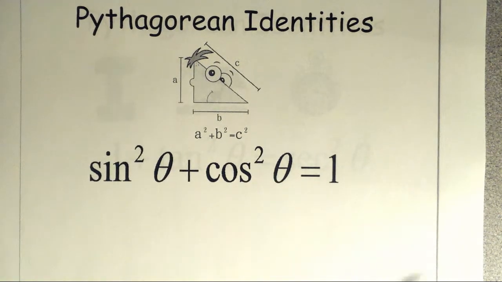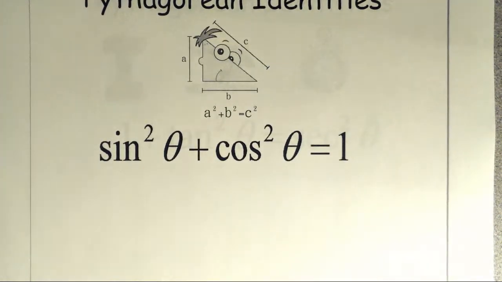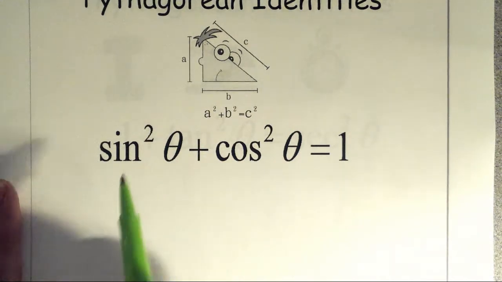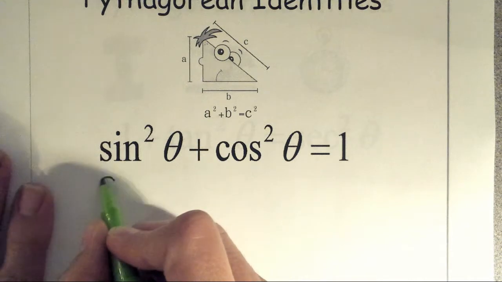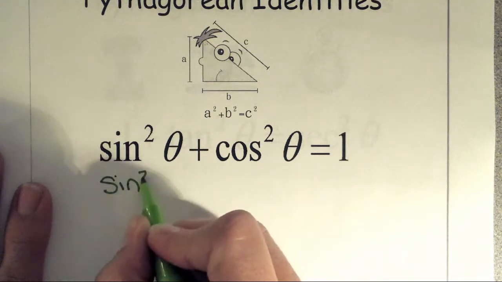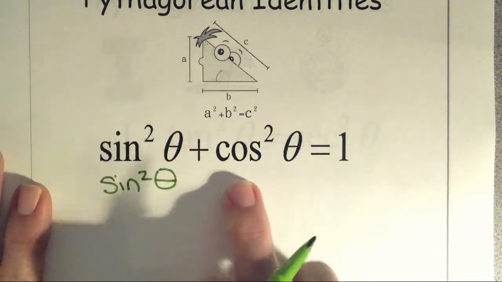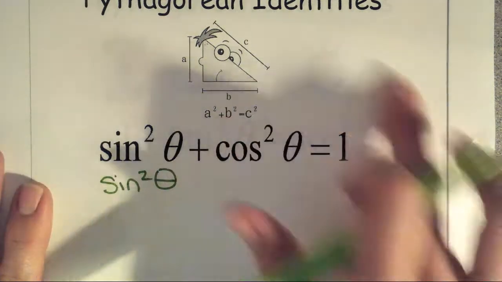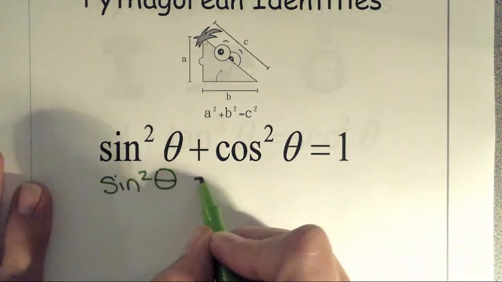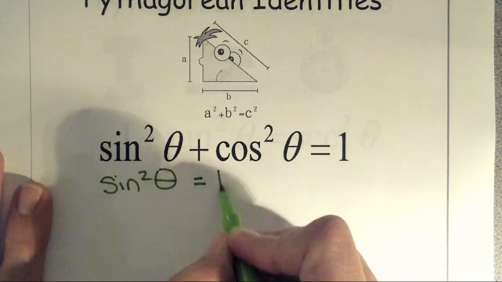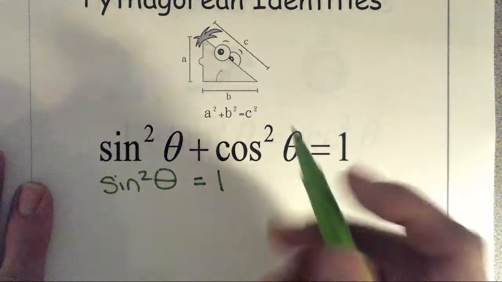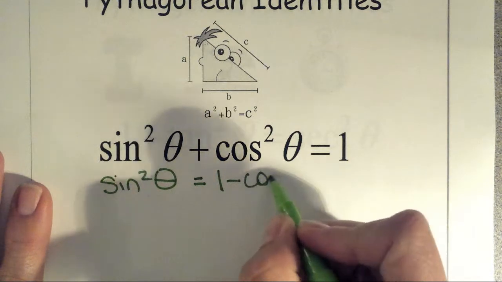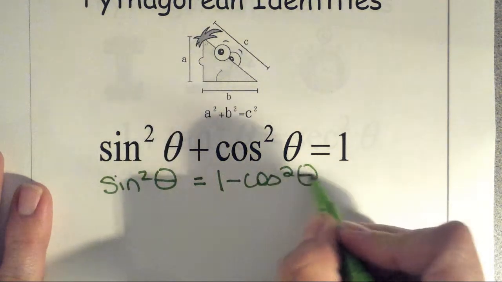This identity can be rewritten two other ways and mean the exact same thing. So I'm going to rearrange this equation. On the left-hand side, I only have the sine squared theta. And I'm going to kick this cosine squared to the other side. And when I move it to the other side, the 1 was already there. And since I'm moving cosine squared to the opposite side, I'm going to write minus cosine squared theta.